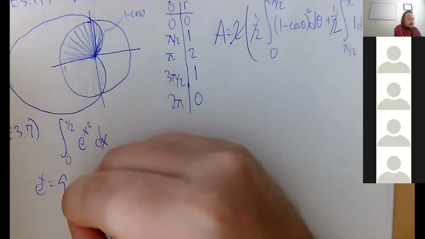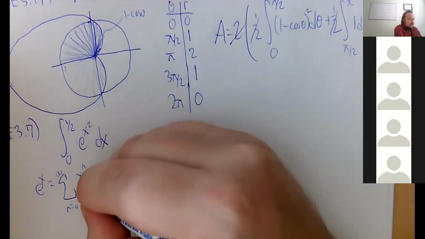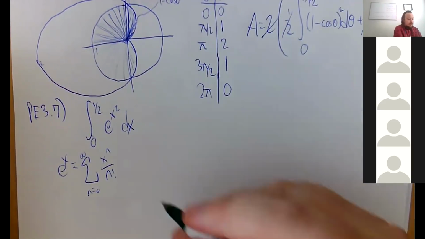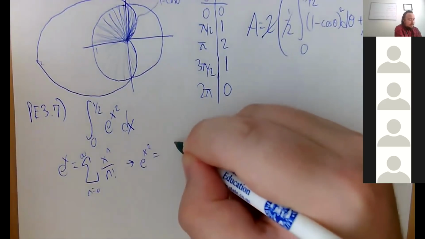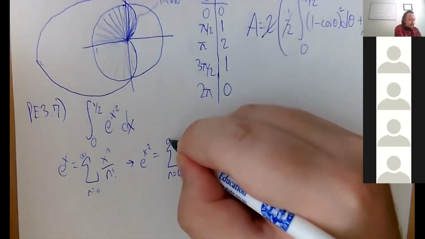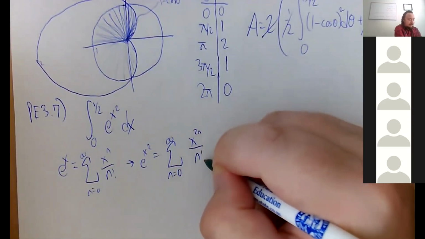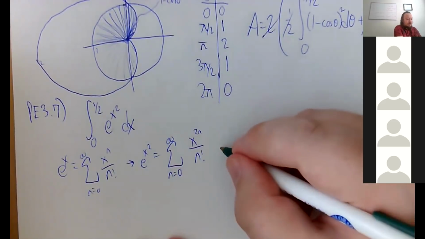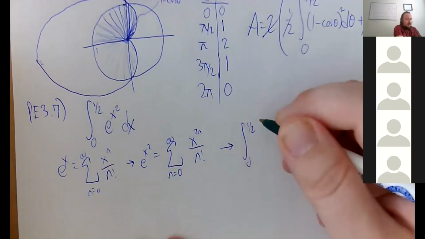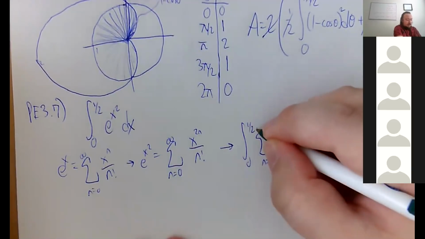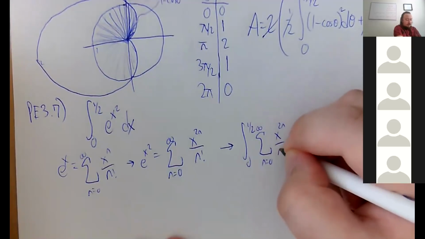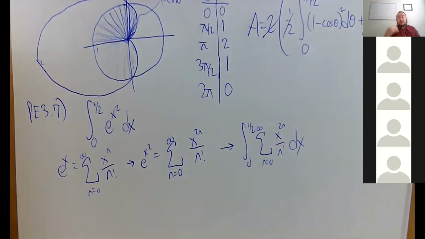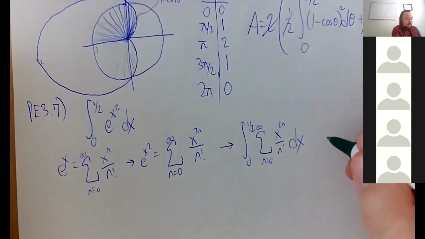So e to the x is the sum from 0 to infinity of x to the n over n factorial. That means e to the x squared will be the same thing, only with x squared to the n, or x to the 2n. All right, so this is our series here, and then we put it into an integral. So we have the integral from 0 to 1/2 of the sum from 0 to infinity of x to the 2n over n factorial. And as always, the beautiful thing about series is that you can integrate them just like polynomials, and there's no problem with that.